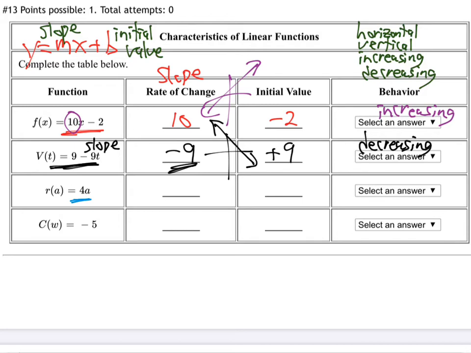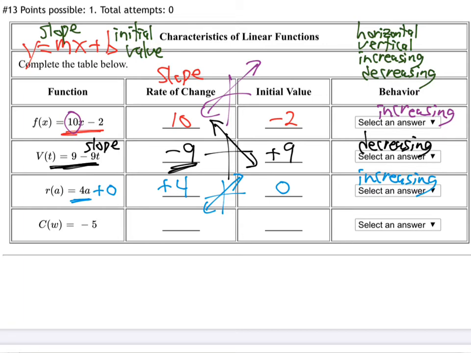4a. Now notice he's missing one of the numbers. He's only got the number next to the letter, the variable. He doesn't have the other. So what's the other number really? 0. Yeah, so okay, here we go. What's the rate of change? That's the 4. What's the initial value? 0. Now, is that one going up or down? Increasing, because again, it's all about the rate of change. If it's positive, that's increasing. If the slope is positive, the graph's going up. If the slope is negative, the graph's going down. That's the rate of change, the slope.